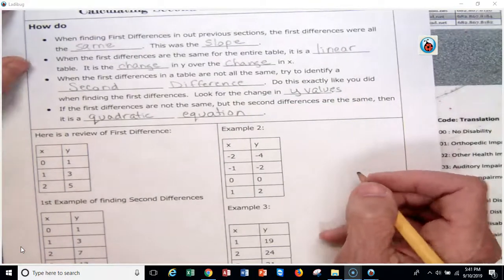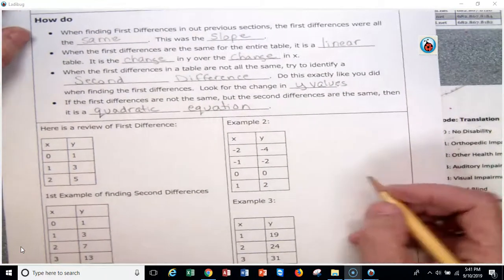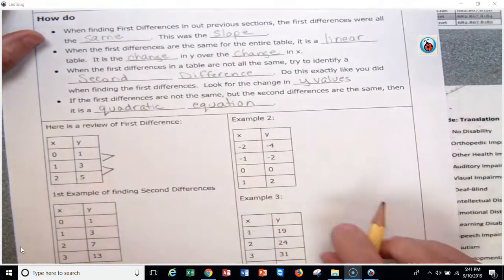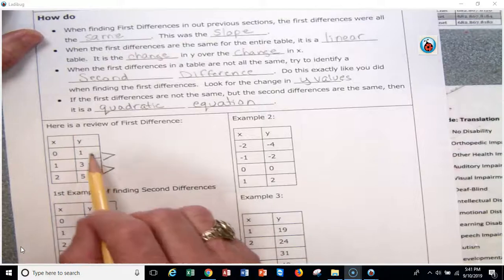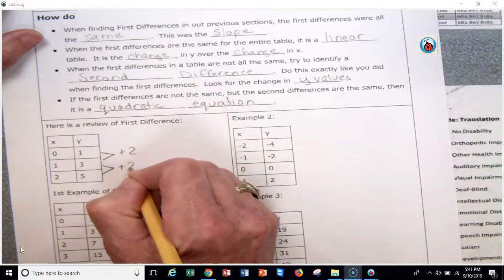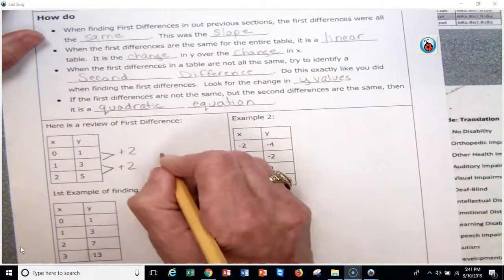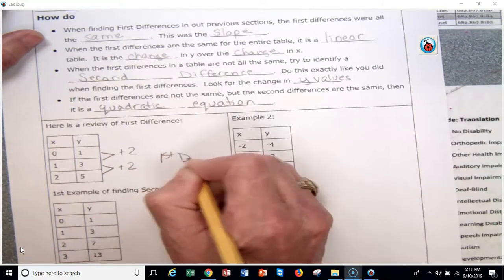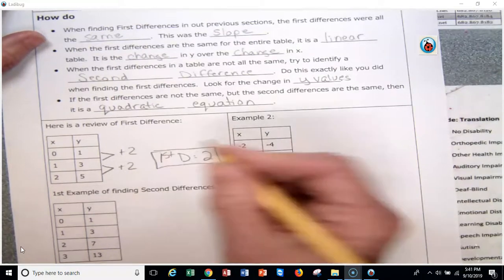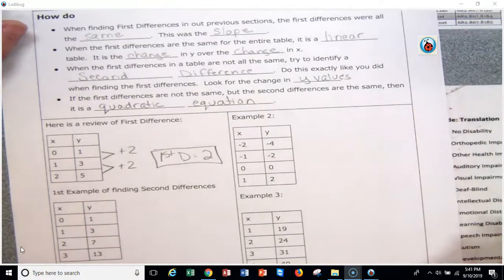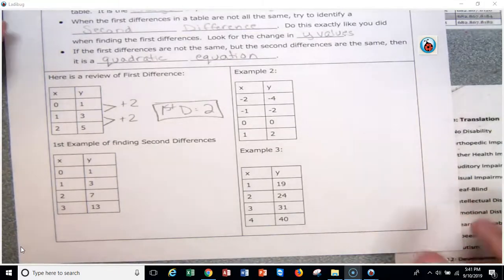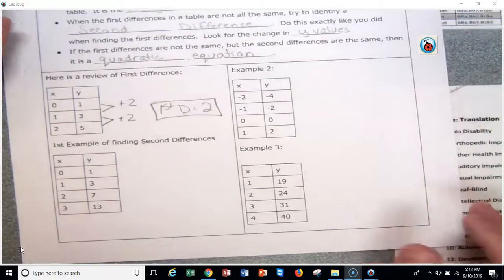So let's review what a first difference looks like. A first difference is where the changes between the y values are the same right away. Like 1 plus 2 is 3, and 3 plus 2 is 5. So my first difference is just 2. I don't have to worry about anything else because it's just 2. However, if I need to find my second difference, I have to look at things a little bit differently.